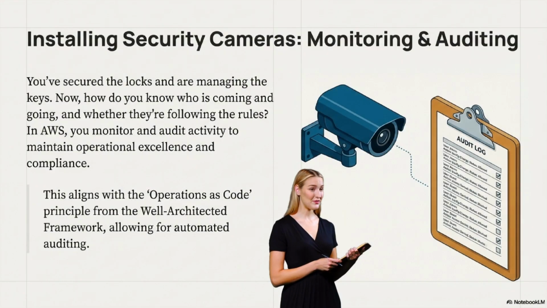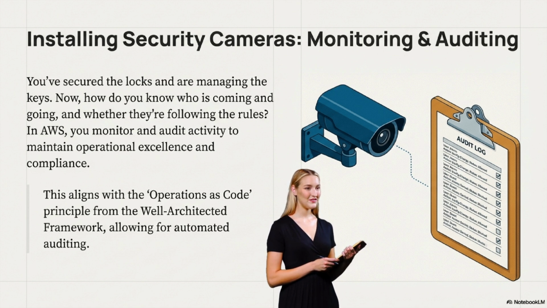Now that you have secured the locks and are managing the keys, how do you know who is coming and going? In AWS, we use monitoring and auditing to maintain operational excellence and compliance. Think of this as installing security cameras in the hallways of your apartment complex. This practice aligns with the operations as code principle from the well-architected framework.